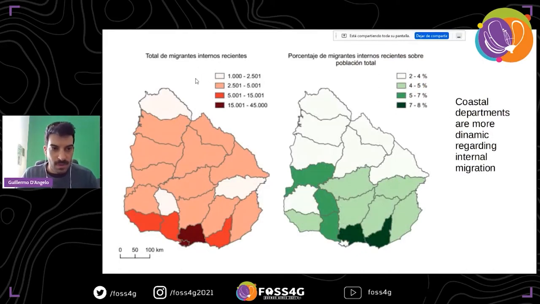So this could also be represented in a more traditional way, the choropleth maps. As you see, coastal departments are more dynamic regarding internal migration. You see Montevideo, the capital city, and the department where the capital city is located, and the coastal departments host much of the volume of internal migrants. The share of the population which is internal migrant is also big in comparison with northern departments. Okay, so this is also an interesting fact.